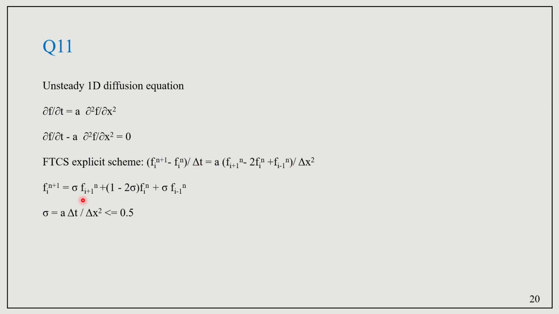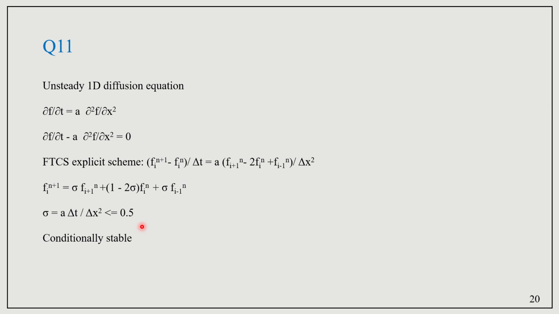Mostly we have a criterion that sigma should be less than or equal to 0.5. So a into delta t by delta x square should be less than or equal to 0.5. This is the condition. If this condition is satisfied, we will get a stable solution. But if this condition is not satisfied, the solution will be unstable. So we should adjust our delta t and delta x in such a fashion. So FTCS is a conditionally stable scheme.